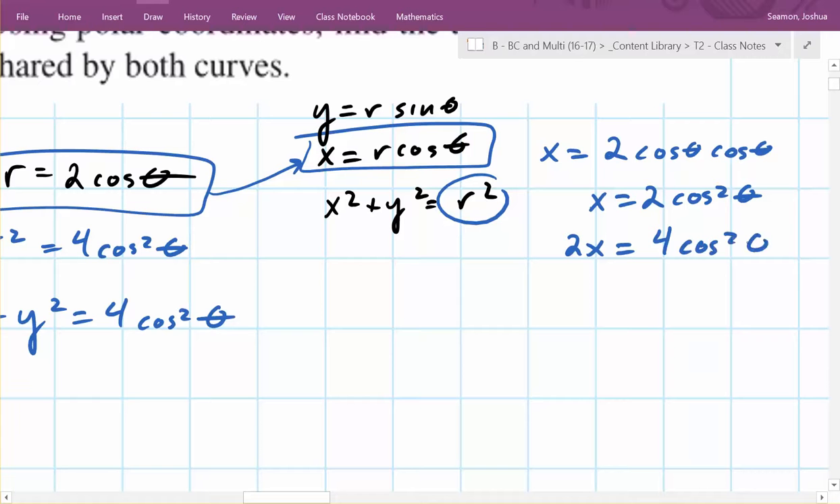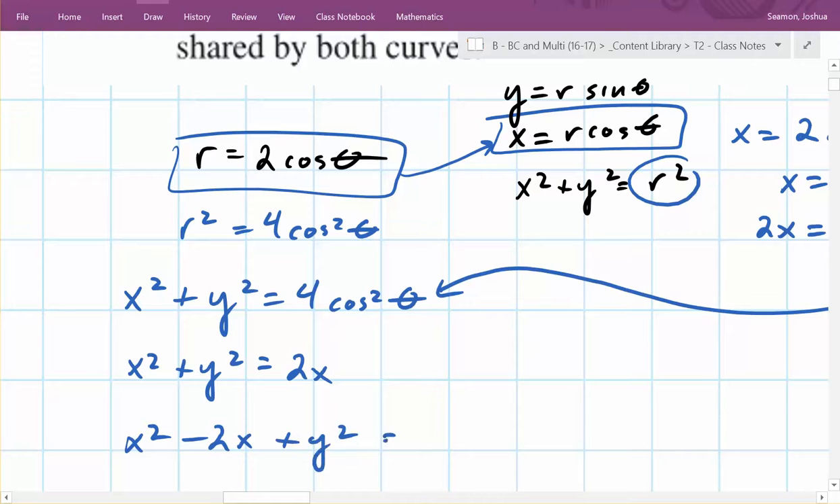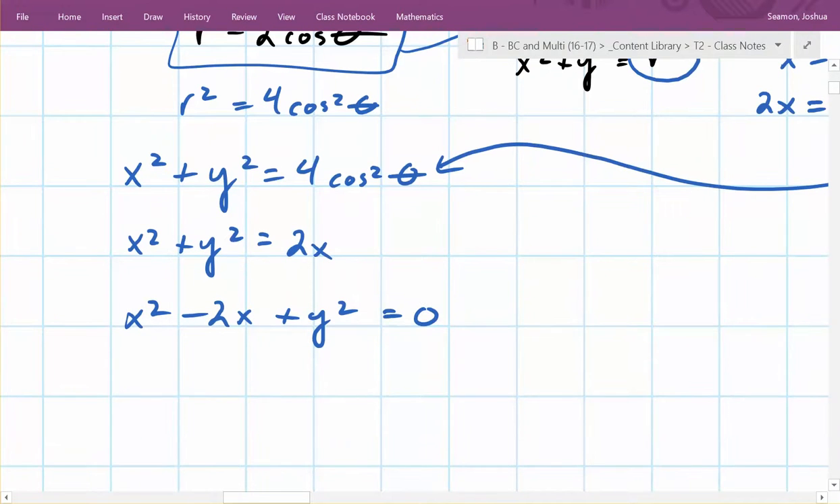4 cosine squared theta. So where do you plug that in now? Into the right-hand side, and what do you get? X squared plus y squared is equal to what? 2x. So x squared minus 2x plus y squared is equal to 0. Can you complete the square on that?